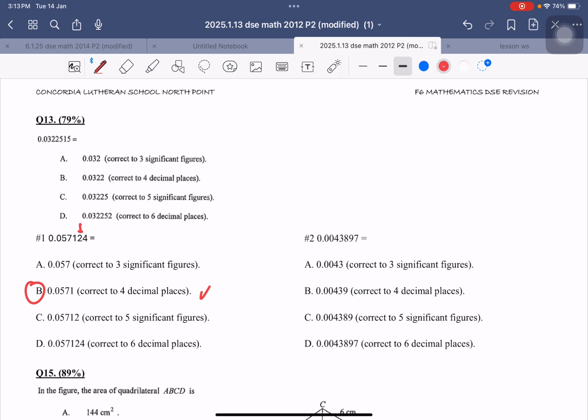I made it on purpose, to confuse you. Yes, exactly. So you can see from here, this is 6 decimal places, isn't it? How many decimal places are there? 6. So it's definitely correct. Then how about question 2?